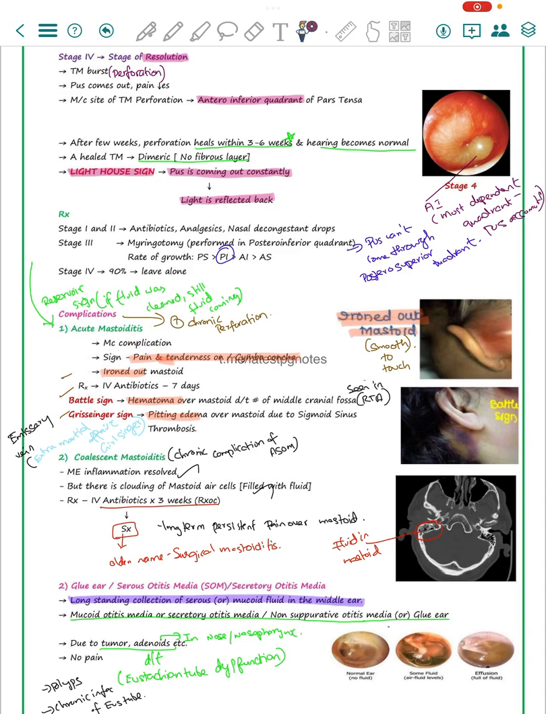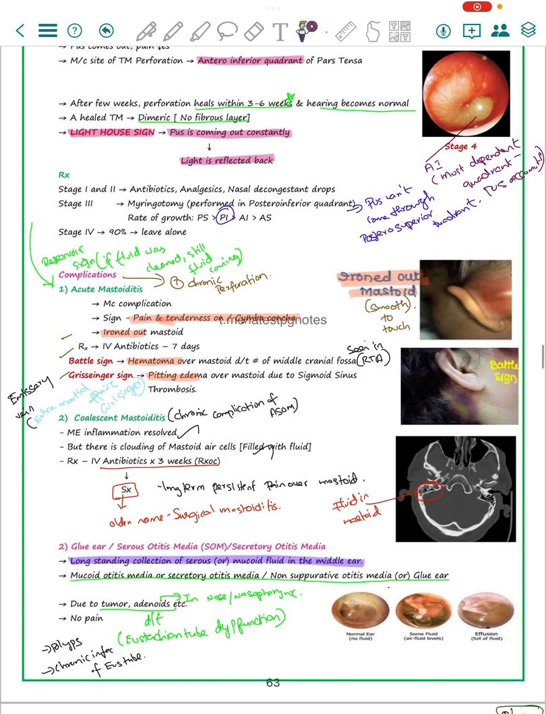In acute mastoiditis there will be swelling and tenderness over the mastoid region. There are 4 important signs seen here. First, there will be the ironed out mastoids. You can see they become red hot and it becomes ironed out mastoids.